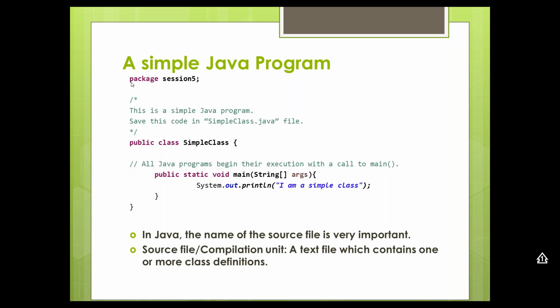In the first line we have something called package. Okay, so whatever we see in purple, those are called keywords. Those are called Java keywords, which are specific to the Java language. We should not use these keywords for our identifiers. Okay, so now what are identifiers?